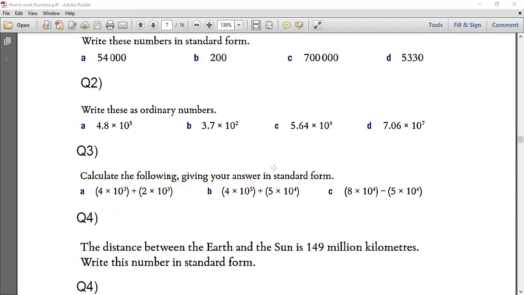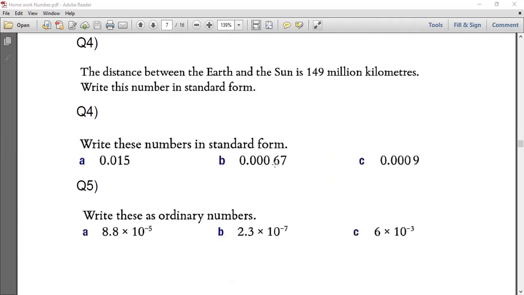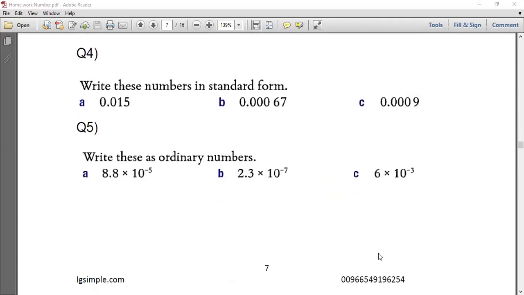Layla, question 4, letter A. It will be 1.5 multiply 10 to the power 3. Here 1. Okay, 10 to the power 2. 2 or negative 2, Layla? Negative 2. Wow, great, great. Ahmed.